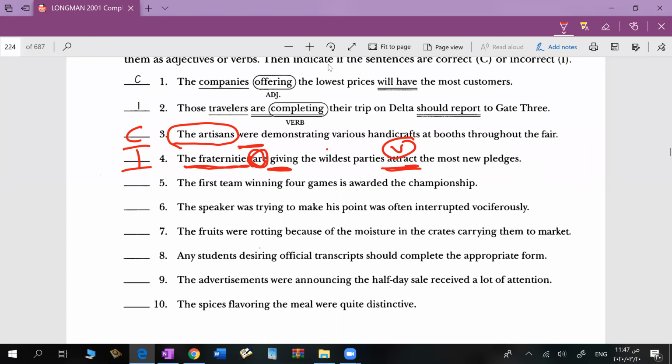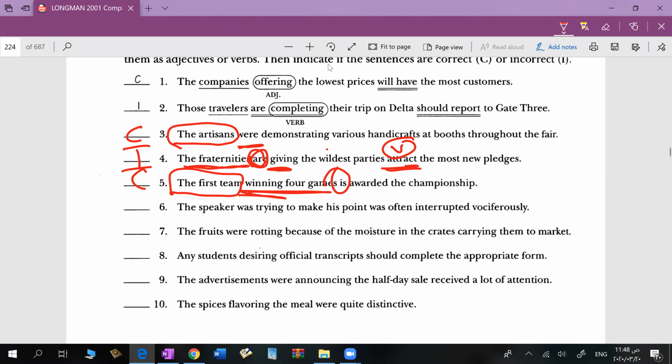The first team, subject, winning 4 games, meaning the first team that wins, which wins 4 games, is awarded. So this is the verb. So this sentence is, what do you think? Correct. Very good.